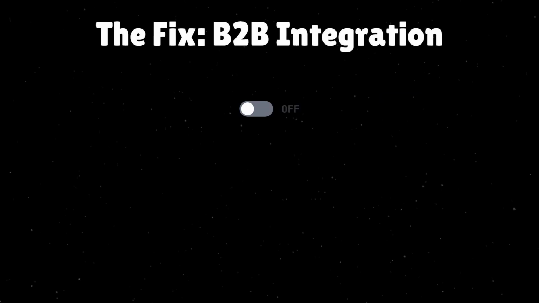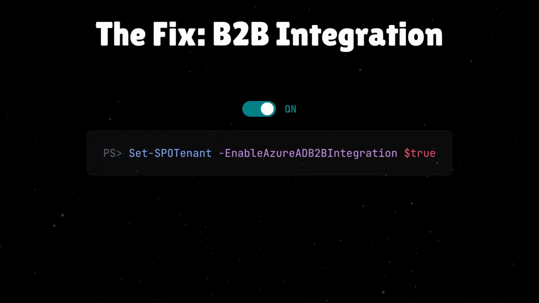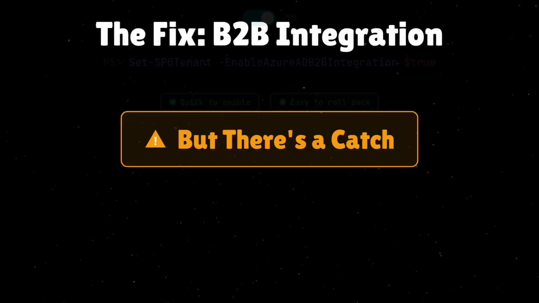Now, Microsoft does recommend enabling SharePoint and OneDrive integration with Entra B2B. When you turn this on, even file-level sharing will create a guest account in Entra ID instead of an ad hoc user. This gives you much better visibility and control. The good news is that the change itself only takes a few minutes, and it's easy to roll back if you don't like how it works.